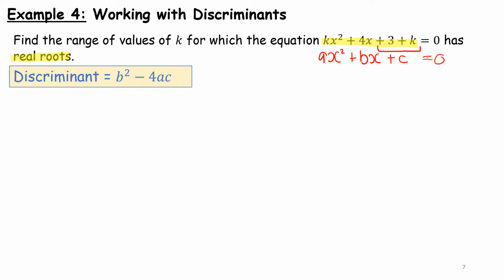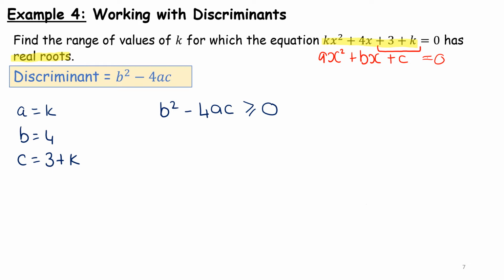So now our discriminant, b squared minus 4ac. I'm going to write down my a is k, my b is 4, and my c is 3 plus k. I have real roots, so what that means is b squared minus 4ac will be greater than or equal to 0. That's how I know that I have real roots. It didn't say real and different, it didn't say real and equal, so I'm combining both of those to have greater than or equal to 0. So this is 4 squared minus 4 times k times 3 plus k is greater than or equal to 0.